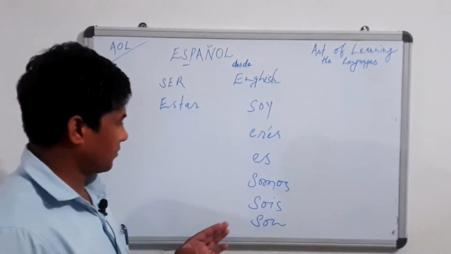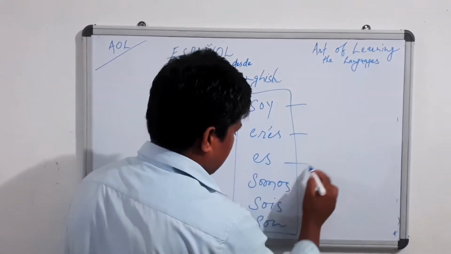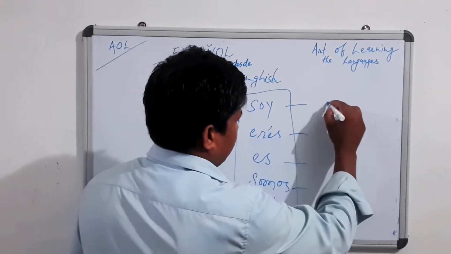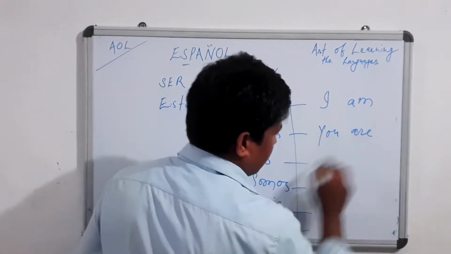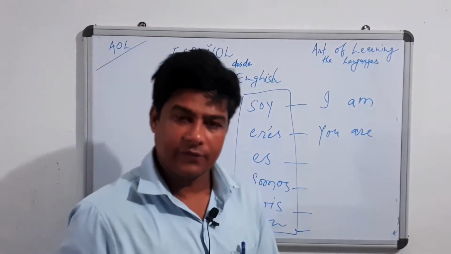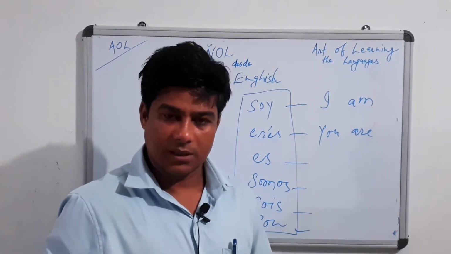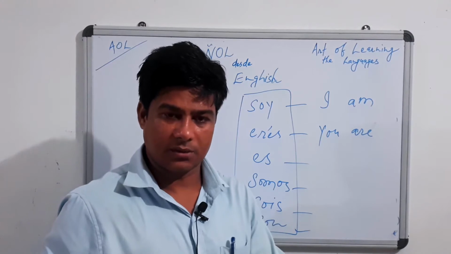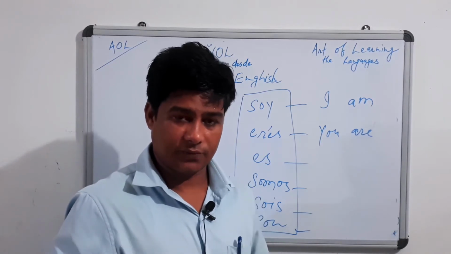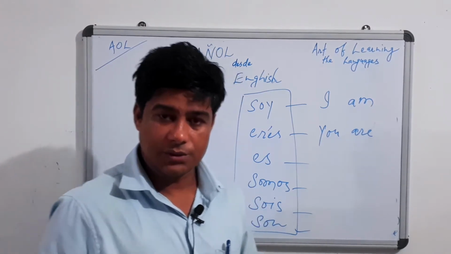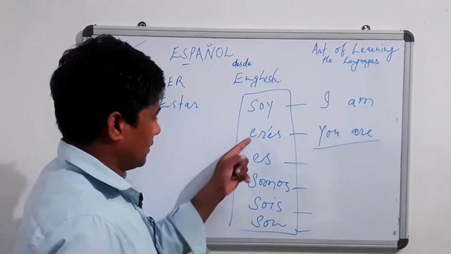So when we are talking about the ser forms, we have these 6 forms used in English like this. Soy, that means I am. Eres, that means you are, but this you are is for the familiar. Familiar means someone equal to you: your brother, your sister, your friend, your colleagues, the person you are talking to normally, your subordinate, persons below your age, and you can talk with them very easily and comfortably. Then you can use eres, okay?